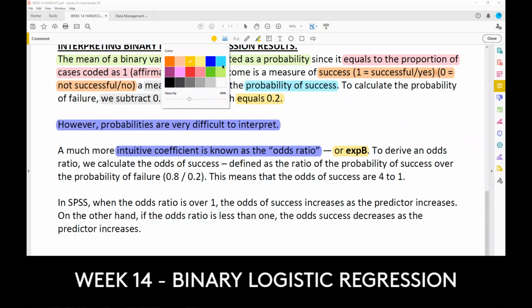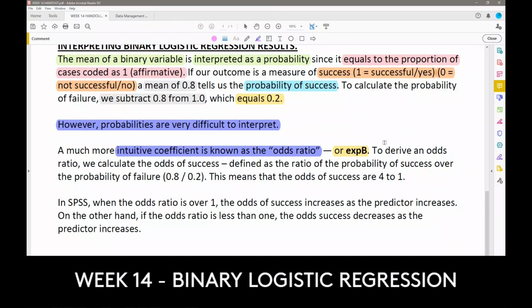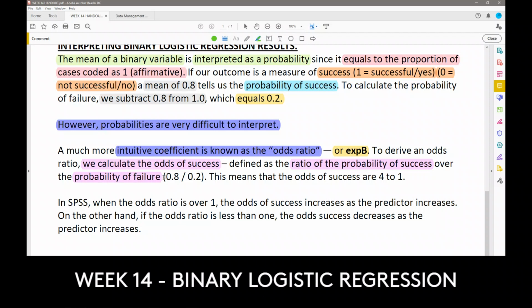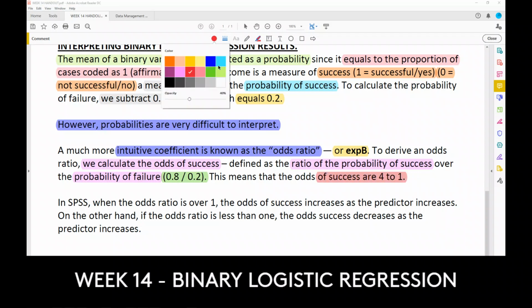If we want to derive this odds ratio, we need to calculate the odds of success. The way to do that is we take a ratio of the probability of success over the probability of failure. If we look back at these coefficients up here, we know that that is 0.8 divided by 0.2. This results in an odds ratio for success that is 4 to 1.